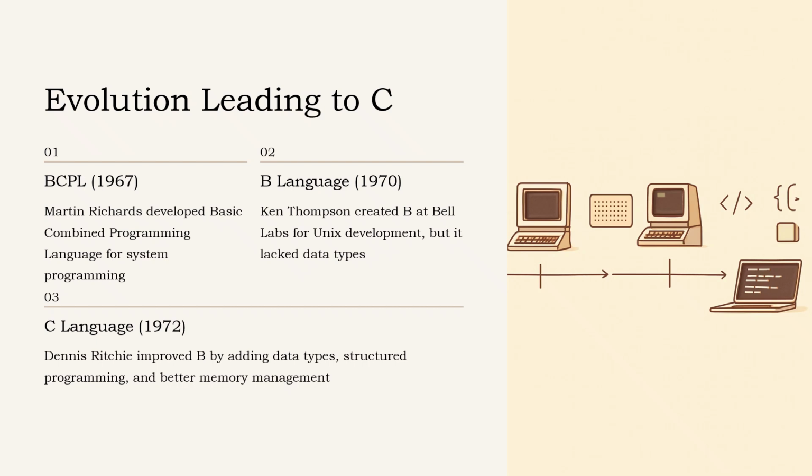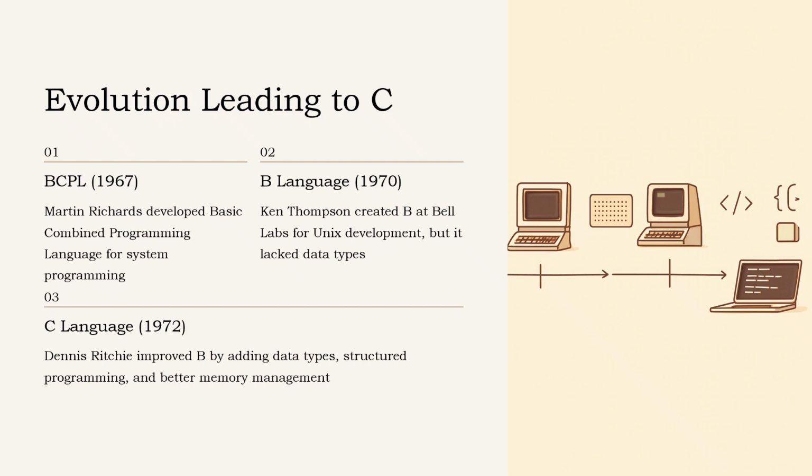The next, second one, is the B programming language. Later, in around 1970, a simplified version of BCPL, called B language, was developed by Ken Thompson at Bell Laboratories. B language was mainly used for early development of the Unix operating system. However, it has its own limitations. It did not support any data types. It has limited functionality. So because of these limitations, a powerful language was needed.